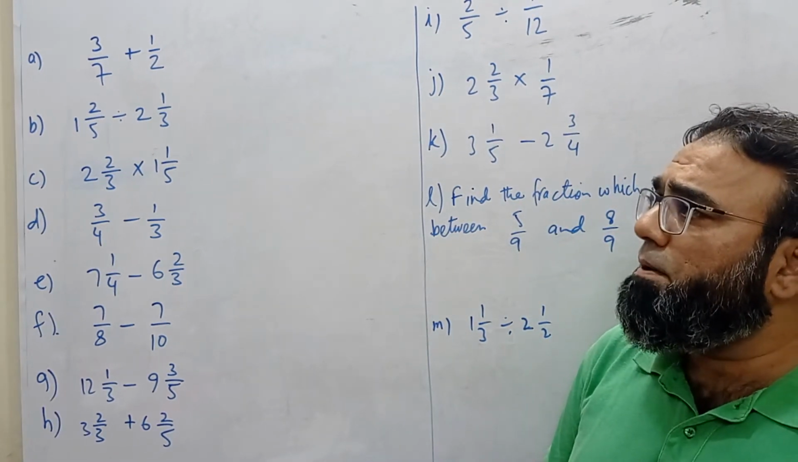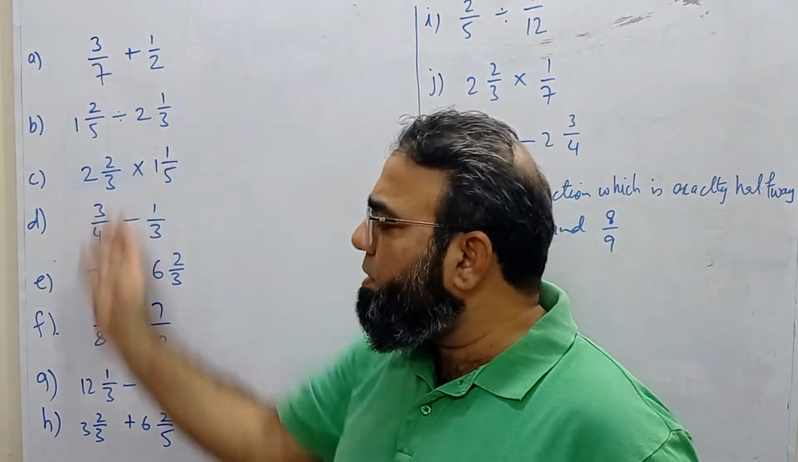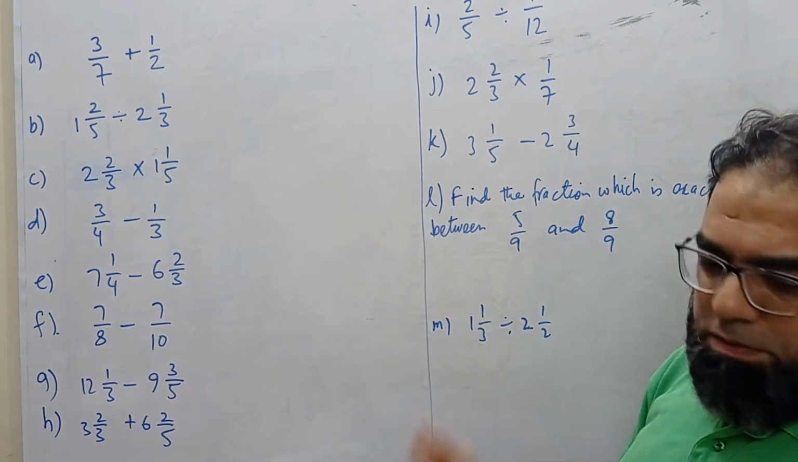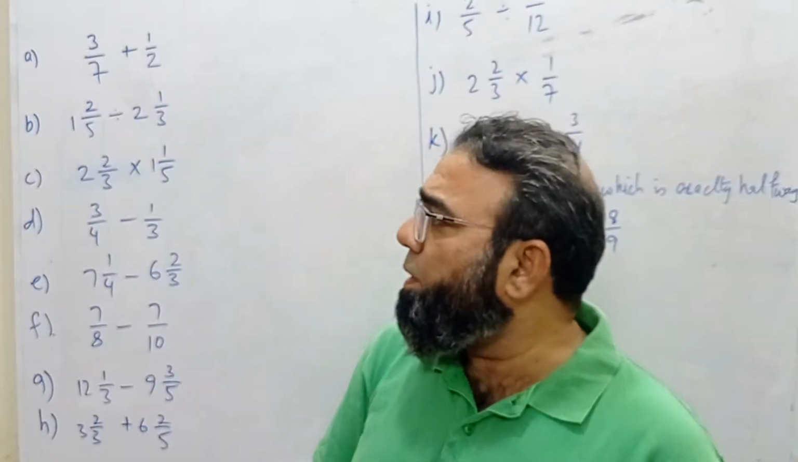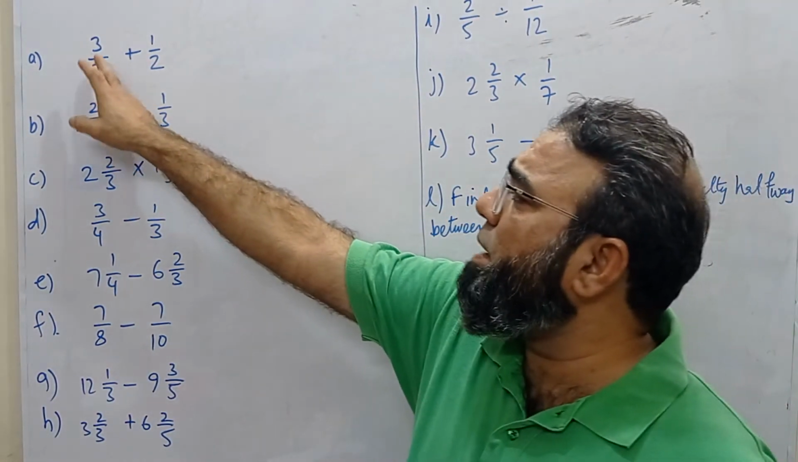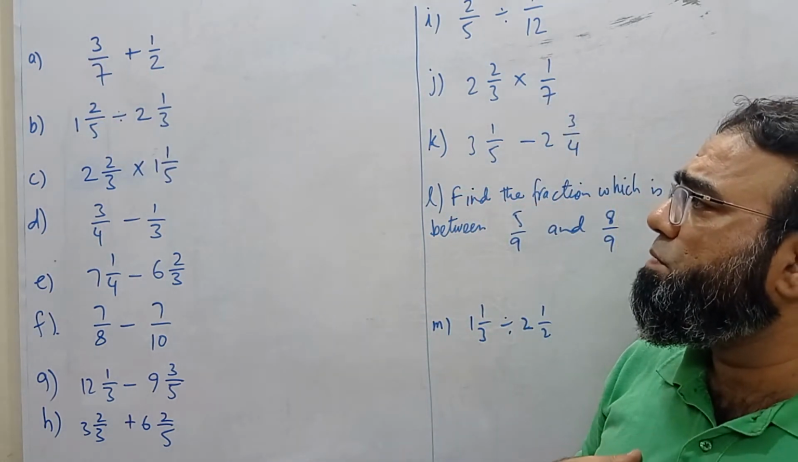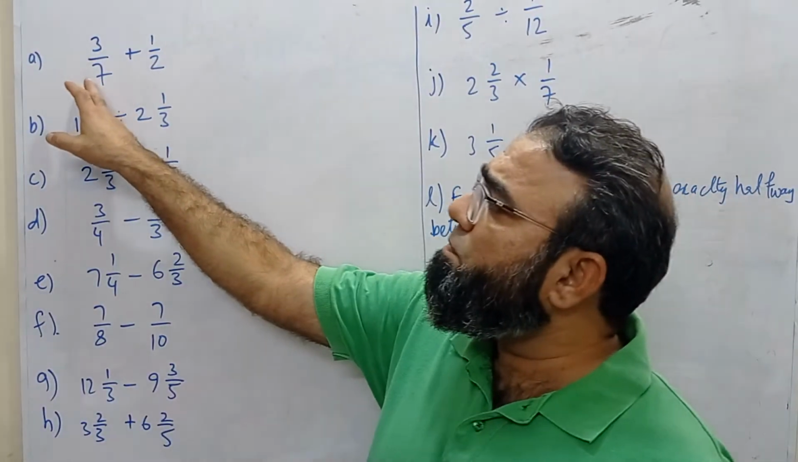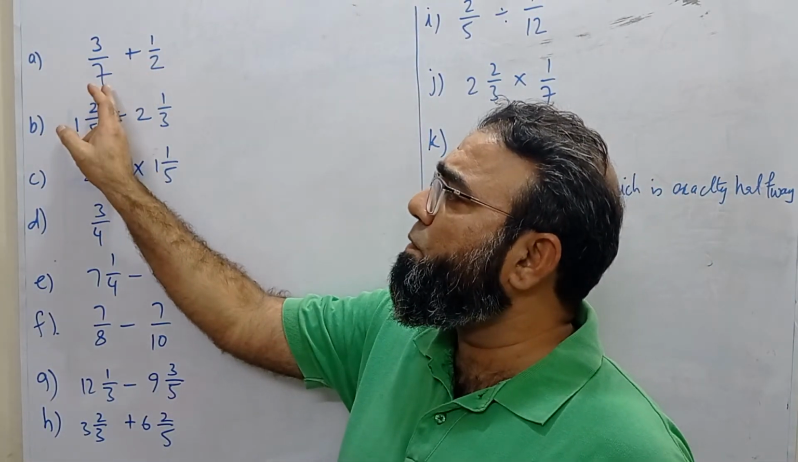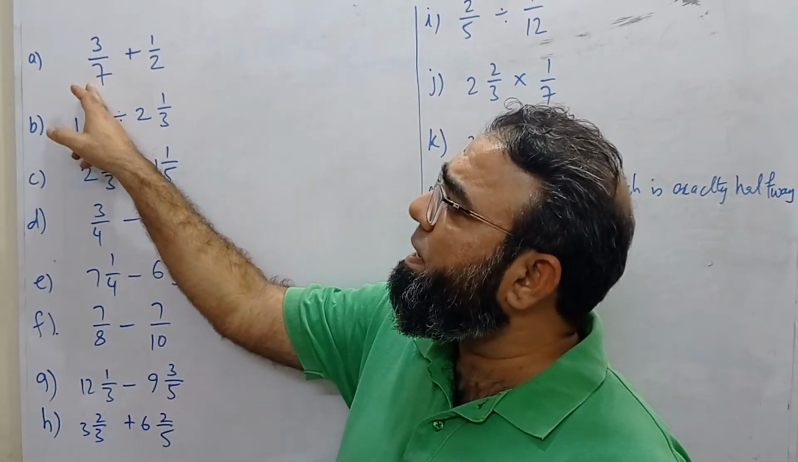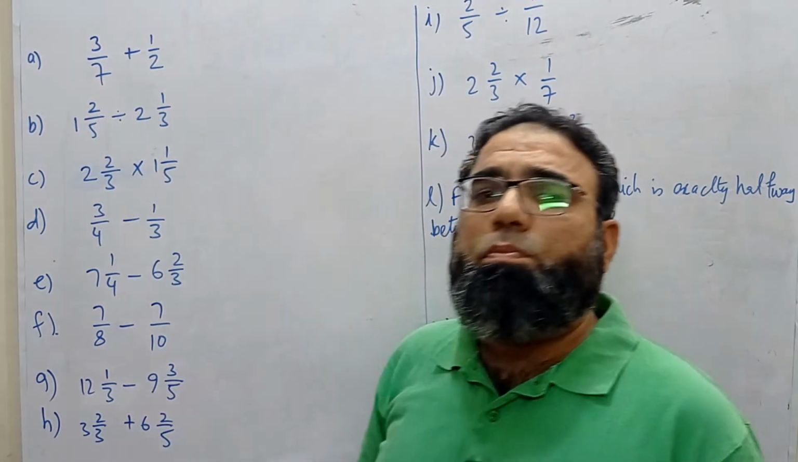Now let's start. All these parts I have taken from the past papers. I have here the past papers book. In this question you have to add up these two fractions. This is 3 over 7 plus 1 over 2. Now the LCM for 7 and 2. Many of you can find this mentally. 7 and 2's LCM is going to be 14.